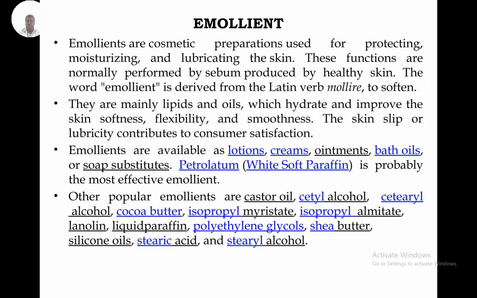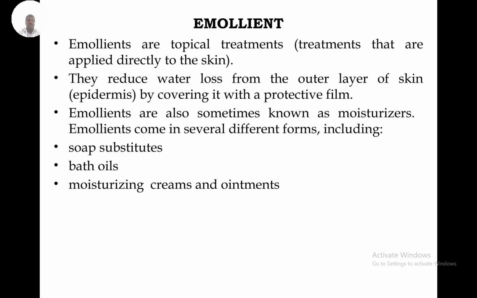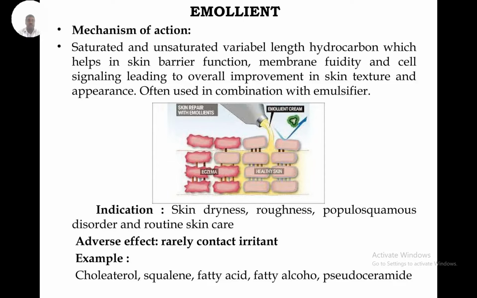Other popular emollients are castor oil, cetyl alcohol, cetostearyl alcohol, cocoa butter, and isopropyl myristate. These are examples of emollients. They are used for topical treatment, meaning they are applied directly to the skin. They reduce water loss from the outer layer of skin by covering it with a protective film. Emollients are sometimes known as moisturizers. They come in different forms, including soap substitutes, bath oil, moisturizing creams, and ointment.